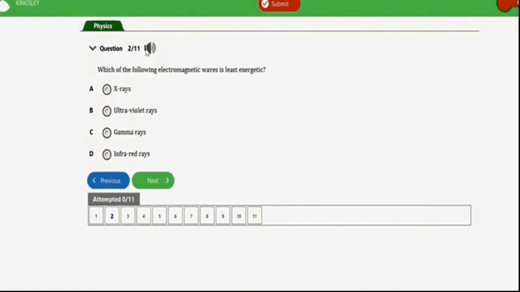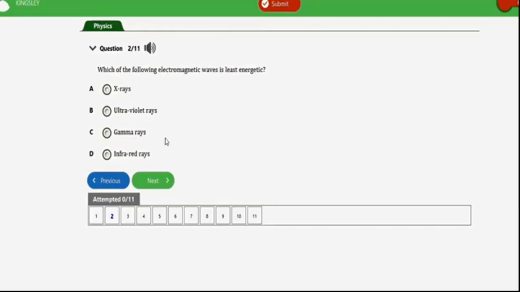It says which of the following electromagnetic waves is least energetic? We have X waves, ultraviolet waves, gamma waves, infrared waves. So the right option in this question is option D, which is infrared waves. Now, in the order of electromagnetic waves, infrared waves have less frequency compared to gamma waves, ultraviolet waves, and X waves. Alright. So the right option in this question is option D, infrared wave, because it has less frequency compared to X wave, gamma waves, and ultraviolet waves.